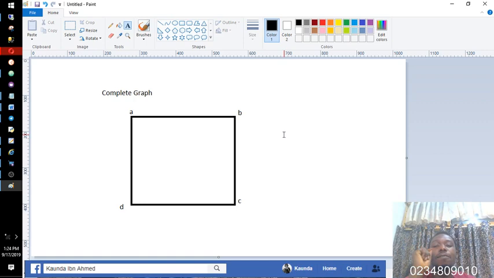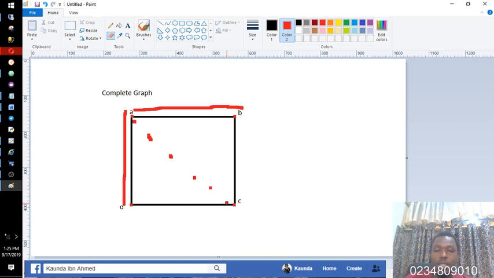A complete graph says every vertex should be connected to every other vertex. You know what a vertex is? A point. So every point should be connected to every other point. So this is a point, this is a point, this is a point, this is a point. A is connected to D, A is connected to B. No, A is not connected to C, so this graph is not complete. Every point should be connected to every other point in the graph, then the graph is complete.